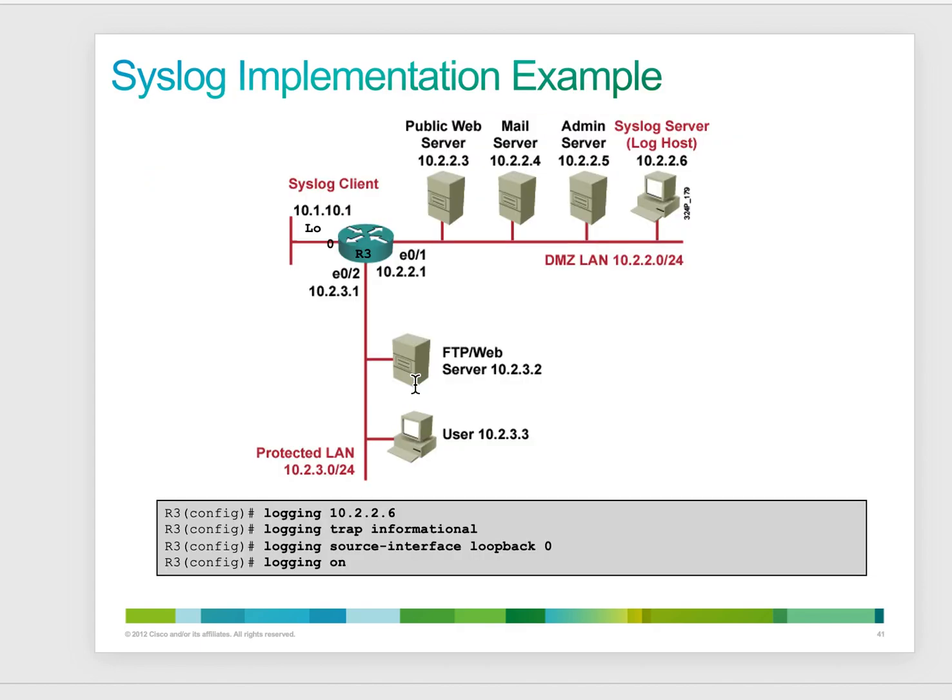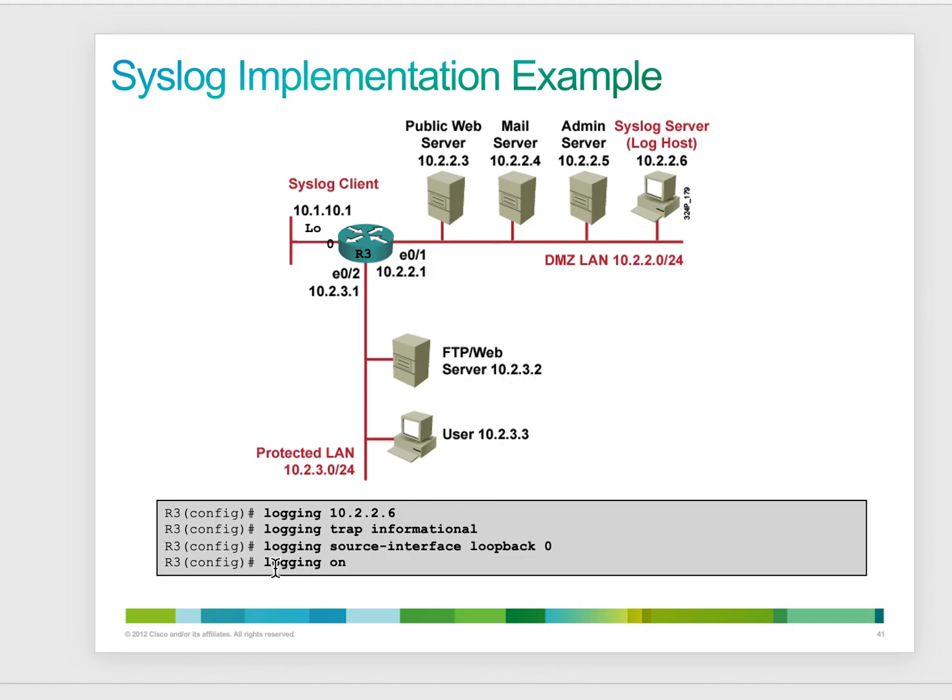Now let's take a look at a syslog implementation example. We have syslog clients here. We have the syslog server here, so this is acting as the server. Okay, all these are the clients. This is the protected LAN. This is the FTP, file transfer protocol, and web server. Then this is a router, and these are all the syslog hosts, log hosts. And this is the demilitarized zone: admin, mail, public web, and so on and so forth.